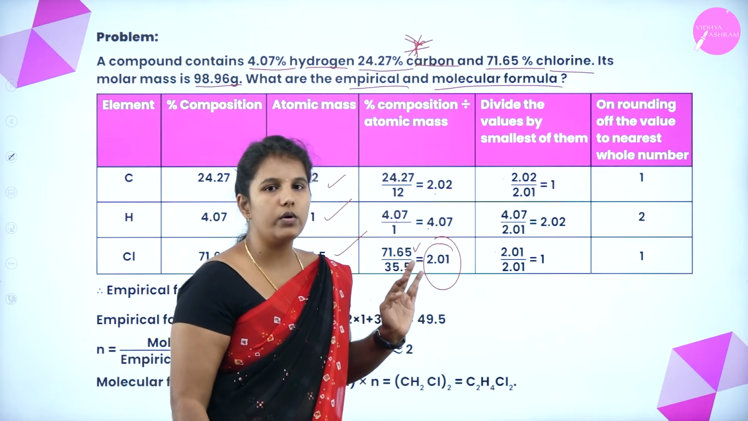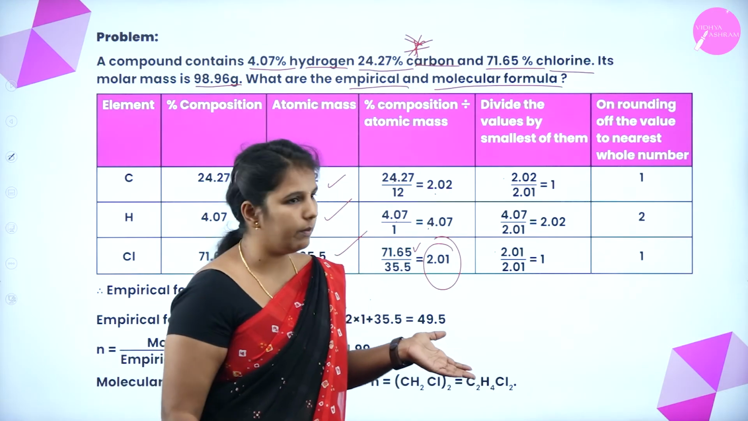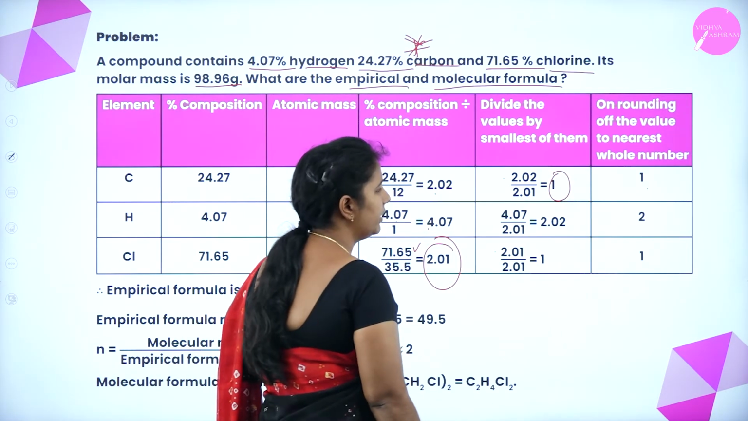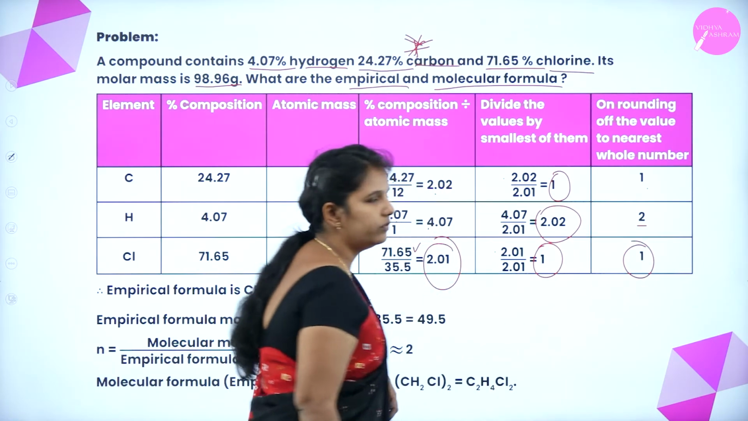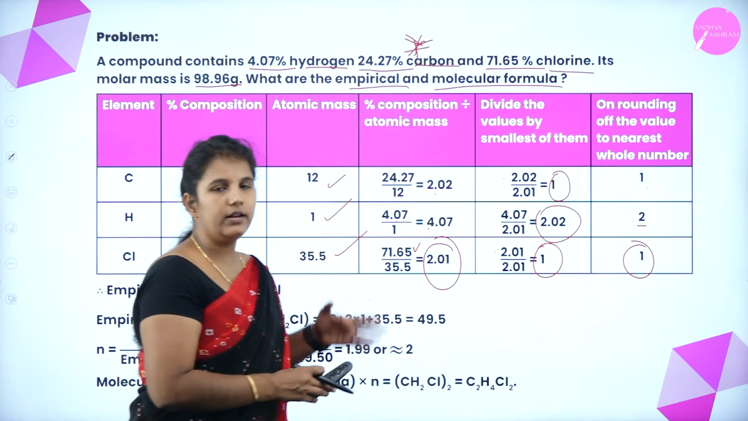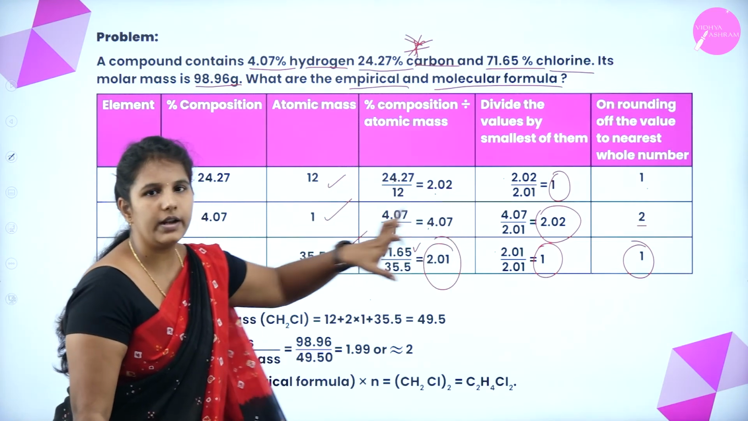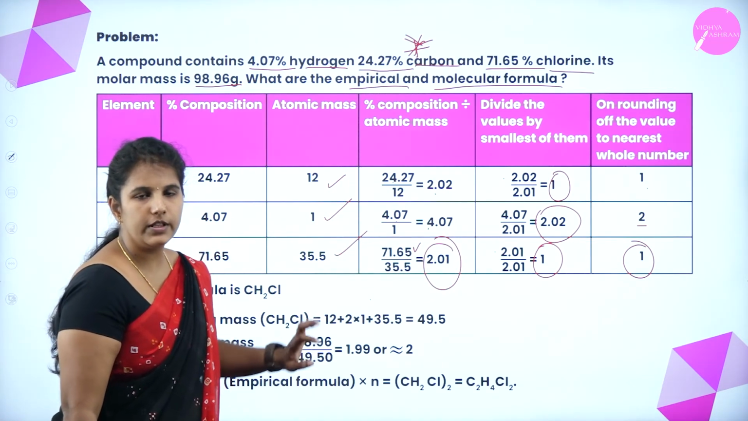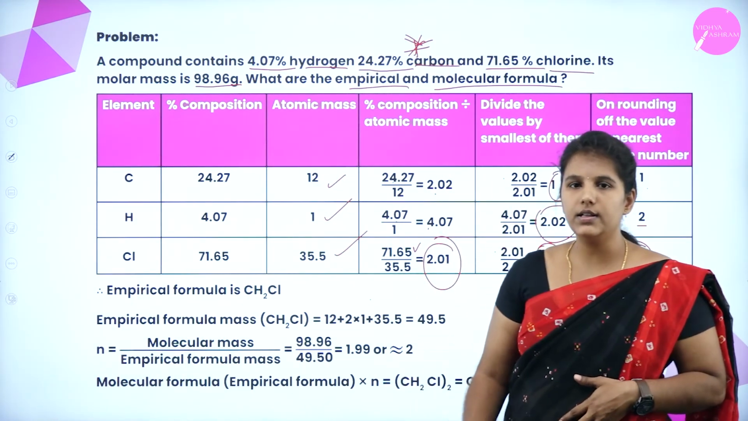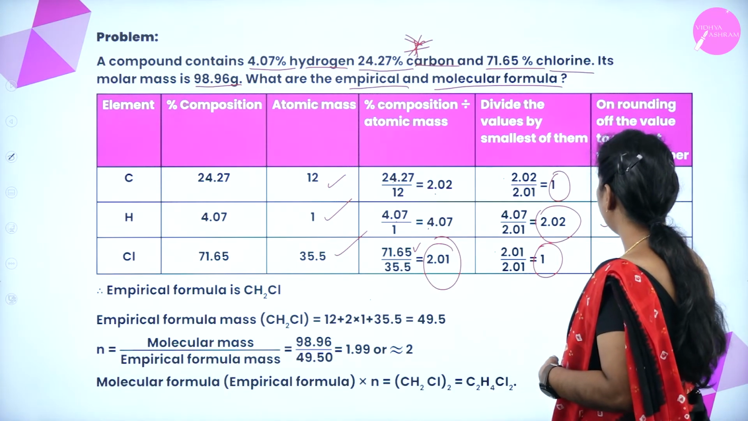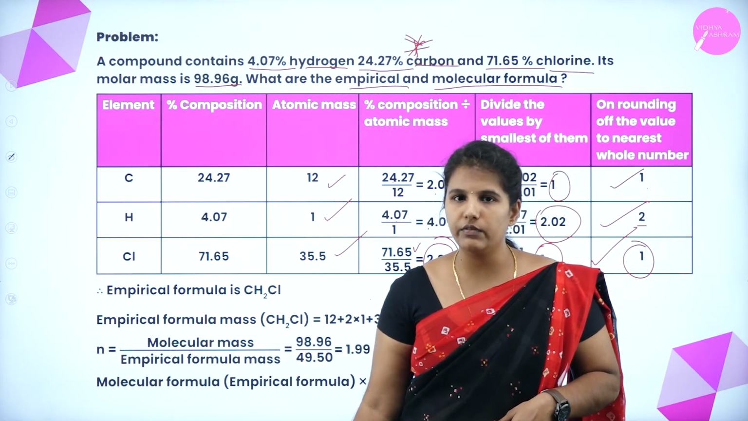Later, we round off to the nearest whole number. How to round off? There is only one carbon, and you can round off to 2 here, and here also you can round off to 1. That shows that if you write this entire block, there is only one carbon atom, 2 hydrogen and 1 chlorine. After rounding off, you can clearly say that there are only 1 carbon, 2 hydrogen and 1 chlorine atom in our given compound.